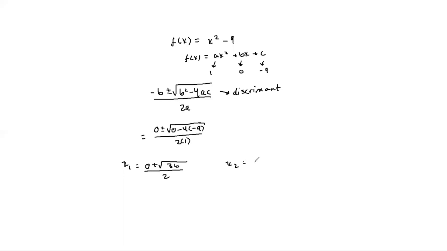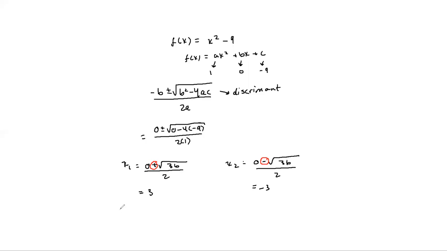And x2 will be 0 minus root 36 divided by 2. Okay, last time I used x1 is equal to 0 minus root 36 and x2 0 plus, but it really doesn't matter, as long as you have two different ones. Okay, so here, continuing, I basically have a root of 36, which is 6 divided by 2, so 3. And here I have minus 6 by 2, which is minus 3.